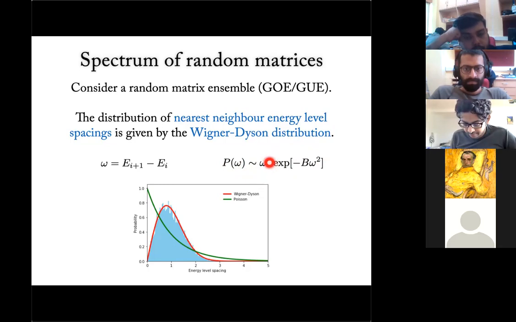So you can fit with some parameters A and B. Apparently this Wigner-Dyson distribution is not known in closed form for arbitrary rank matrices, but for 2x2 matrices, one can find what the form is and slightly generalize it with these parameters, and you can fit these things.